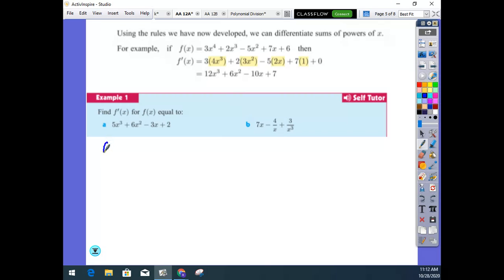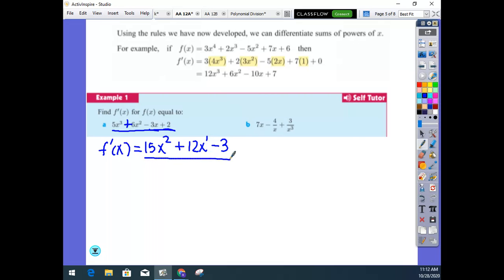So let's look at this one. f prime of x equals, take the exponent times the 5, the coefficient, 15, subtract 1 from the exponent. Because this is plus, I'm going to add 2 times 6, 12, subtract 1 from the exponent, minus the derivative of any linear function, which is just the 3. The derivative of a constant is 0. So notice the relationship between the exponents and the derivative. Everything's just 1 less.